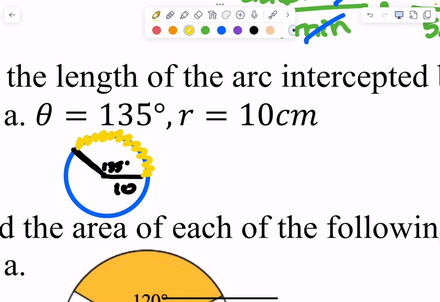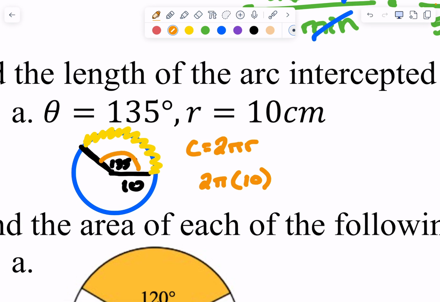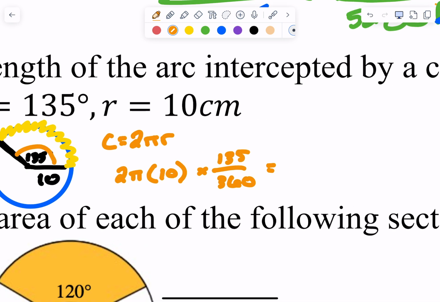It's like circumference. Circumference is the whole thing around, right? So that's kind of what we're dealing with. How do you find circumference? 2 pi r. So if I were to find the whole circumference, I would take 2 times pi times 10. But I don't want the whole circumference. I only want this much of it, right? 135 over 360. That's the fraction of the circle that I want.